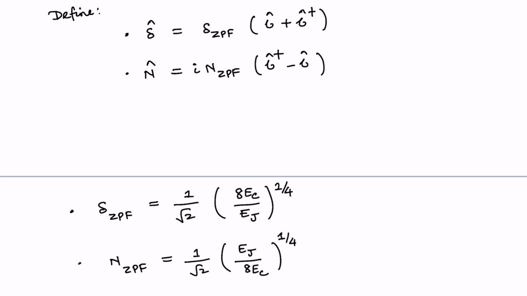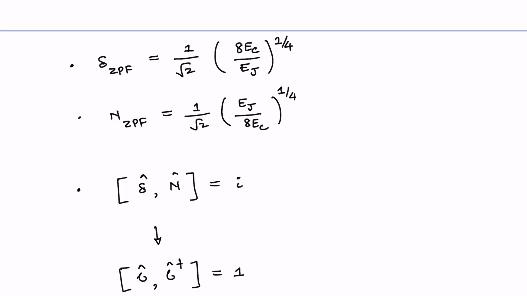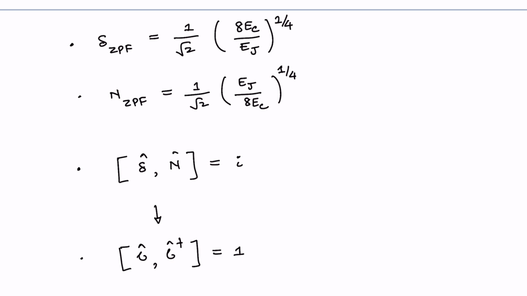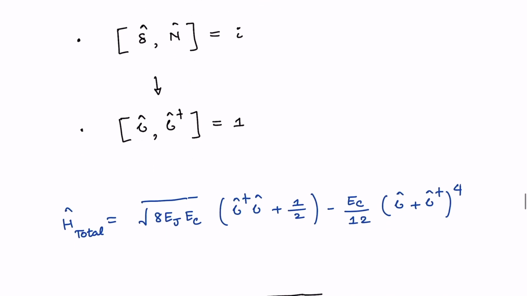And if we define it in this form, then it can be shown that we get a commutation relation between the phase operator and the number operator, and from there we get the commutation relation between the annihilation and the creation operator. In fact, you can show it by trivial calculations. Please try to do this. Using these ladder operators, we can write the total Hamiltonian in this particular form.